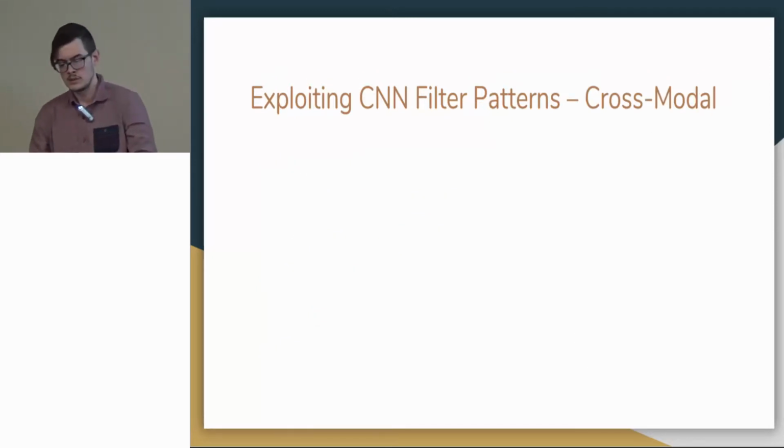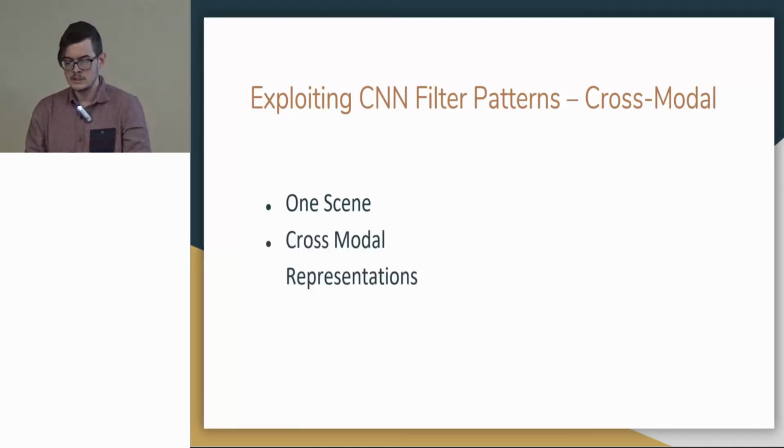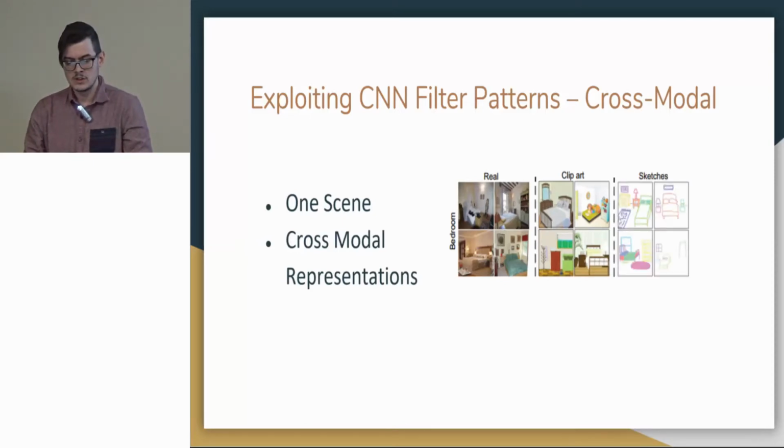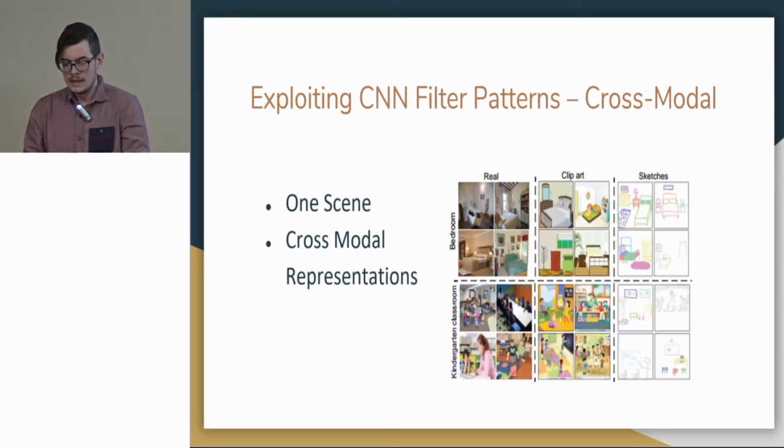Another experiment they did was Cross-Modal, and they used this Cross-Modal data set called CM Places, where one scene is described in different modes. Bedroom scenes are defined by real images, clip art, and sketches. So these are different modes of the same scene, bedroom. And this is another example of that. This is a kindergarten classroom with different modes of real image, clip art, and sketches. So the issue that comes up here is maintaining modal alignment to that label, bedroom or kindergarten classroom.